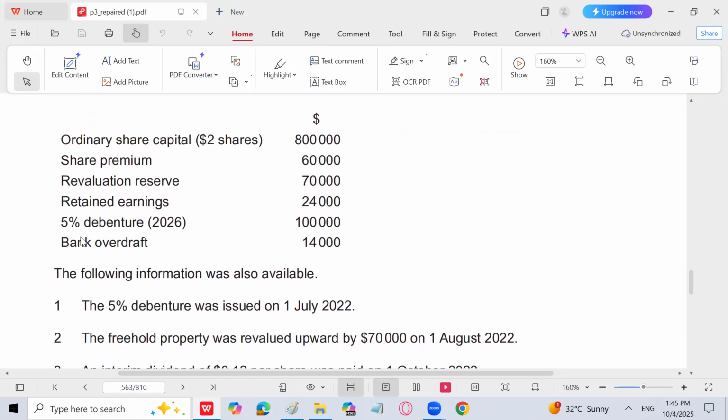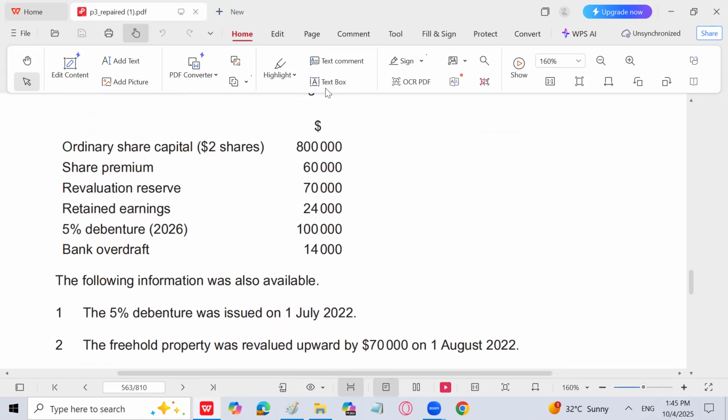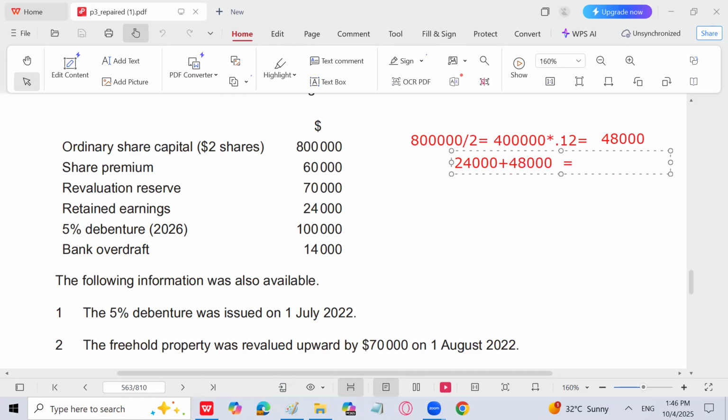So interim dividend is 0.12 per share. Let me calculate the number of shares. As I discussed with you, 8 lakh divided by 2 is going to be 4 lakh, multiplied by 0.12, we will get the amount of dividend, that is 48,000. Now you can add the 24,000 retained earnings at the end plus dividend 48,000. You will get the profit for the year from which we have paid dividend, and the retained earning at the end then will be 24,000.